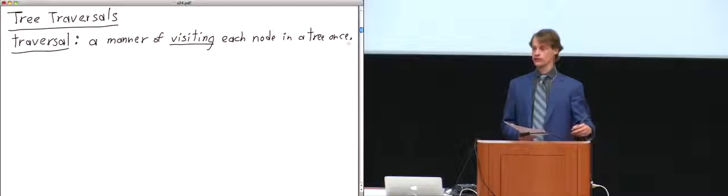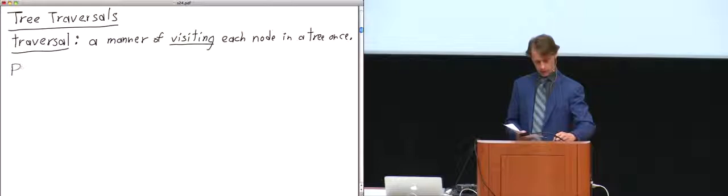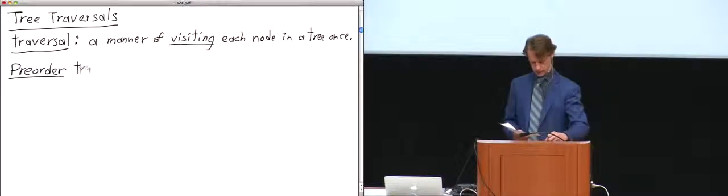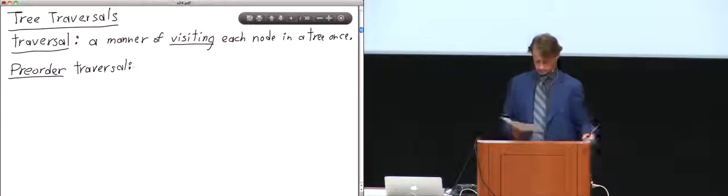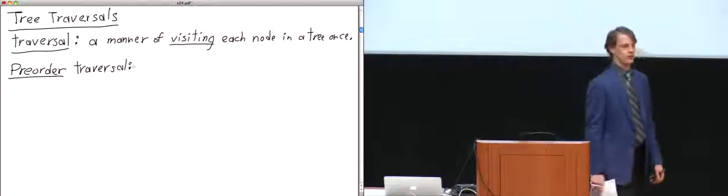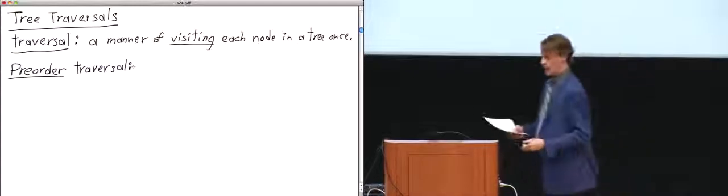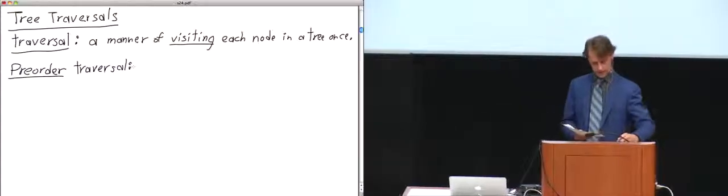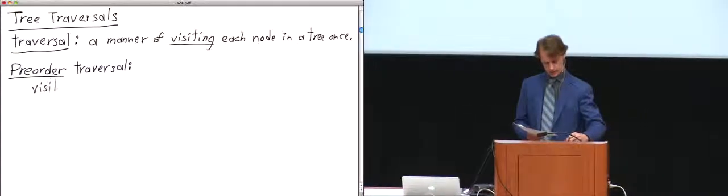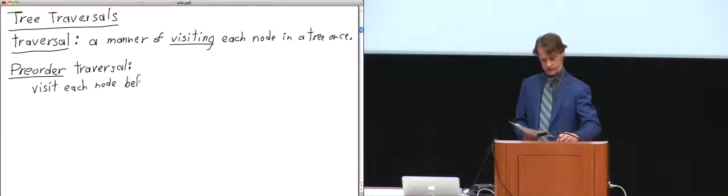We're going to look at 4 different traversals today. 3 of them can be defined recursively. We will start with a pre-order traversal. So the idea of a pre-order traversal is you want to visit each node first, and then visit all of its descendants. Or more specifically, you visit each node before you recursively visit all its children in order from left to right.